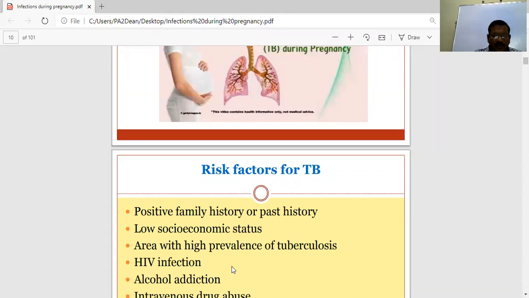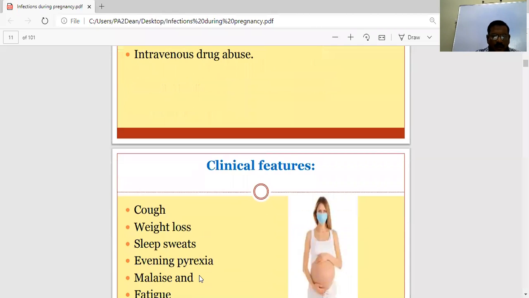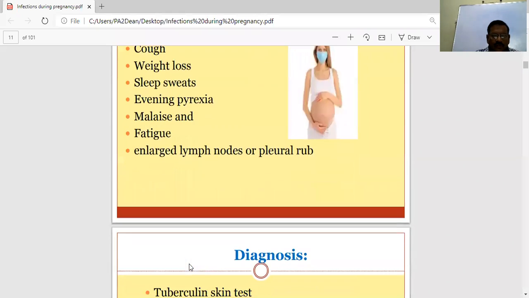Positive family history or past history of tuberculosis, low socioeconomic status, area with high prevalence of tuberculosis and HIV infection, alcohol addiction, and intravenous drug abuse are the risk factors for tuberculosis. Coming to the clinical features, the patient complains of cough, weight loss, sweating during sleep, evening pyrexia, malaise, and fatigue, enlarged lymph nodes, or pleural rub. These are the clinical features for the patient with tuberculosis.